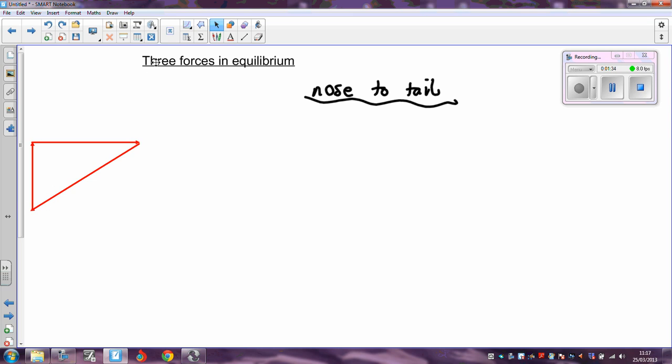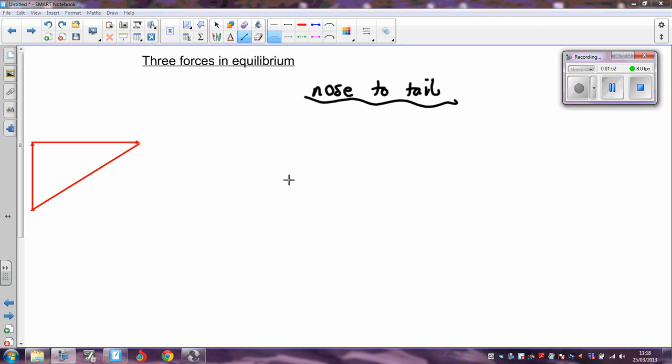So don't forget, if you've got three forces, it'll only work with three, otherwise the trigonometry gets too complicated. If you are told that they are in equilibrium, you can draw the three forces nose to tail and form a closed triangle in which you can do trigonometry. So let's have a look at an example like that.